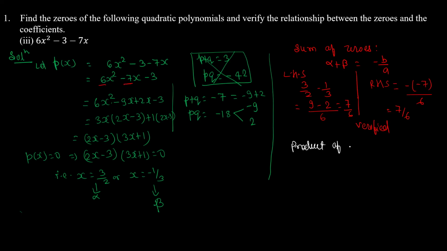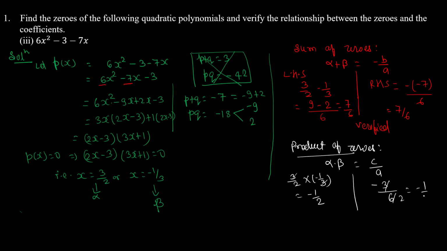Product of zeros. So finally again alpha into beta किसके बराबर? c upon a. So alpha into beta मतलब 3 upon 2 into minus 1 upon 3. So कितना आया? 3 is cancelled. So we'll have minus 1 upon 2. And whereas c upon a, what is the c value? c is what here? Minus 3. a is 6. So finally 3 2s are. So we'll have minus 1 by 2. So this is also got verified.